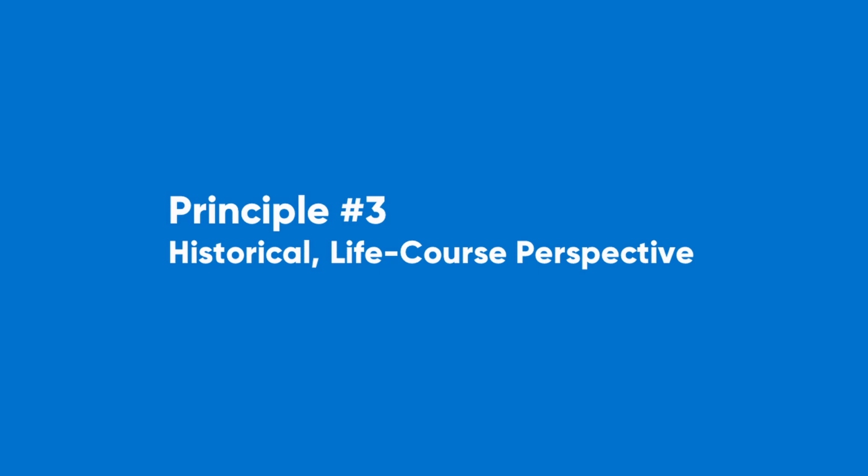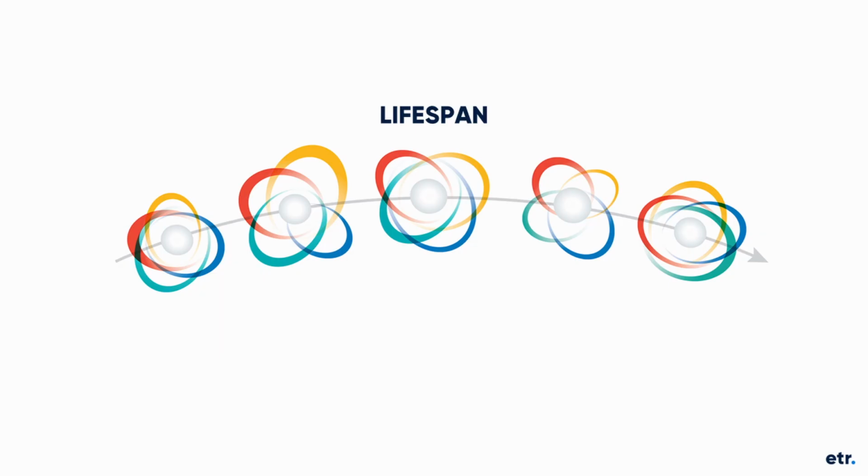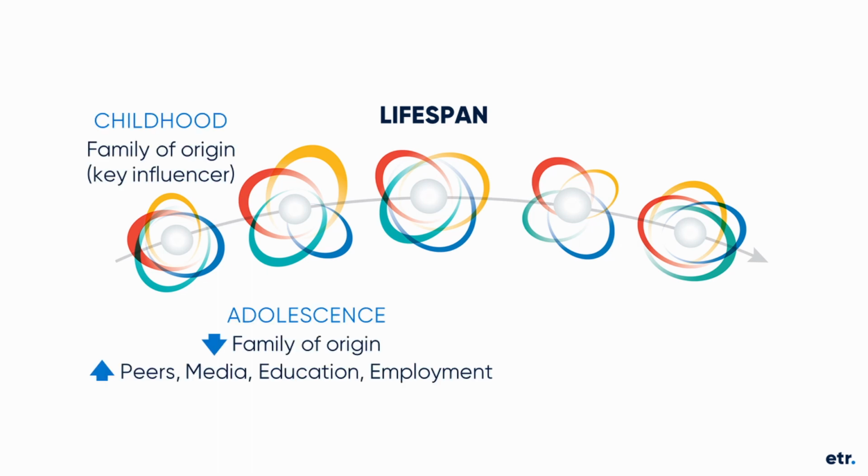Principle 3 is a historical life course perspective. A life course perspective emphasizes that health inequities are the result of cumulative experiences across the lifespan as well as previous generations. The impact of the spheres of influence can shift and evolve from infancy through adulthood. Timing, developmental stage, and experiences all contribute to the role each sphere will play at various phases of life. For example, influences outside the family of origin become increasingly important as children age into adolescence.